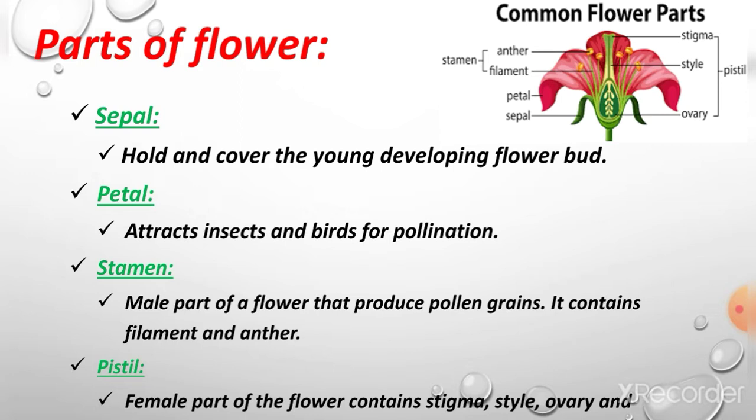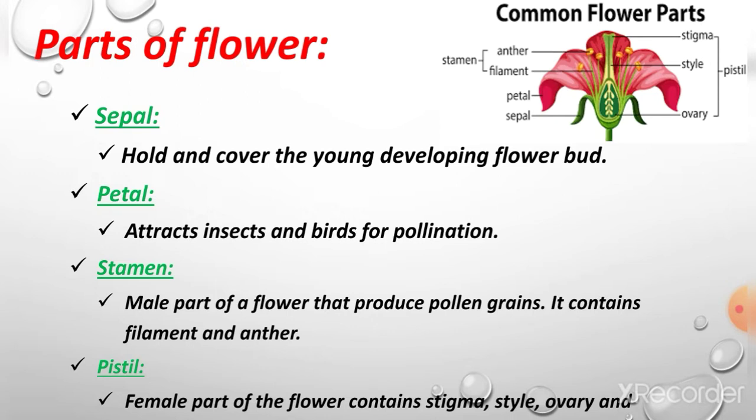Sepal is used to hold and cover the young bud from damage. It prevents the young bud from damage. And petal means we see the colorful petals in various flowers. The petal is used to attract insects and birds for the pollination process. And stamen is the male part of a flower that has pollen grains. Filament and anther are the stamen parts.